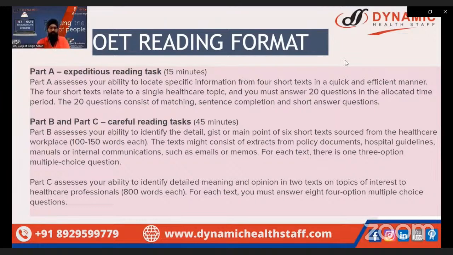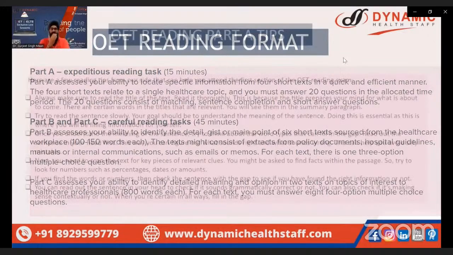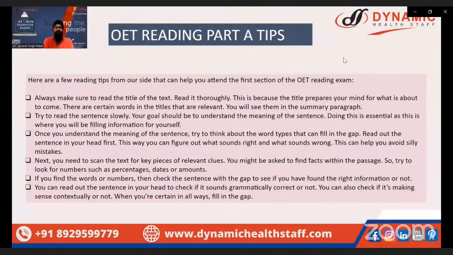Now let's understand the strategies. First of all, let's understand reading part A. Always make sure that you read the title of the text. That is really important, because if we read the title, we usually get a lot of understanding from that. The title prepares your mind for what you have to work on, because there are certain relevant words in the title, and that will make your work a little bit easy.